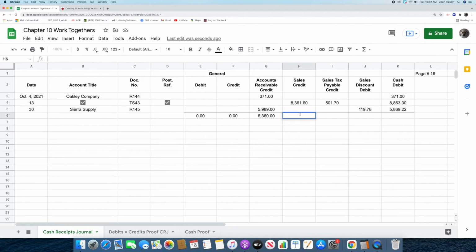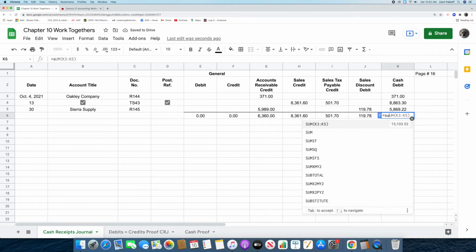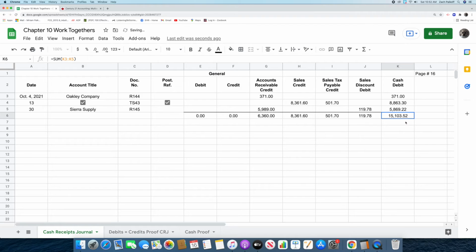The sales credit column only had one number, so we're just going to bring that number on down. Same thing with the sales tax payable credit column, and also the sales discount debit column. And for the cash debit column, we type in equals sum, select cell K3 and K5, and then right click. That will give us $15,103.52, which is the total in the cash debit column.